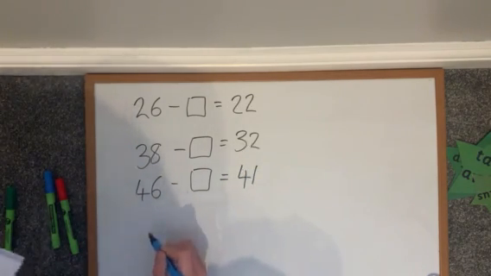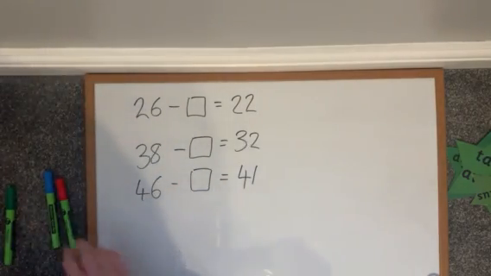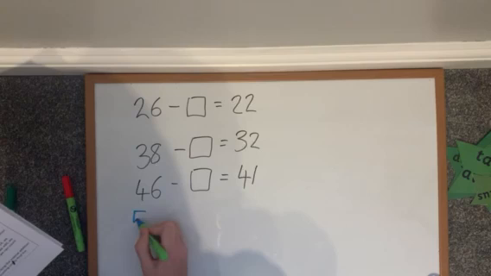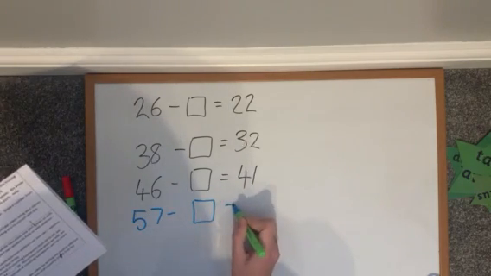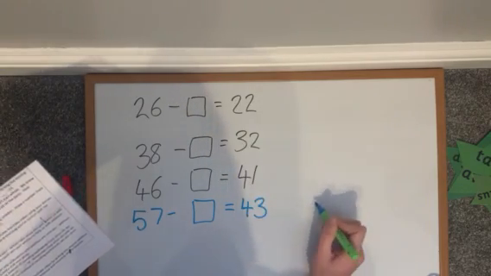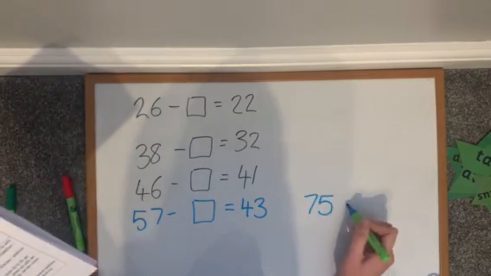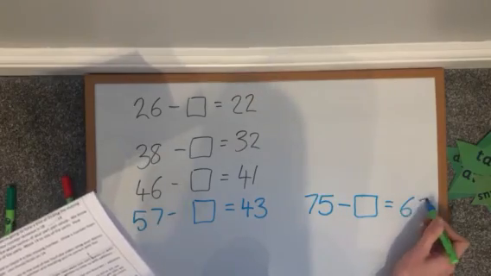And we're going to try it with some tens and ones as well. So it'll be the same method, but you might have to move some tens as well as moving some ones. So try 57 take away something equals 43. And then your next one that involves tens and ones, 75 take away something equals 63.